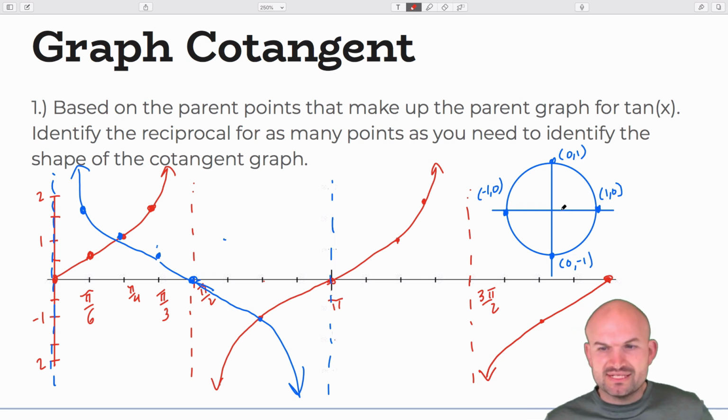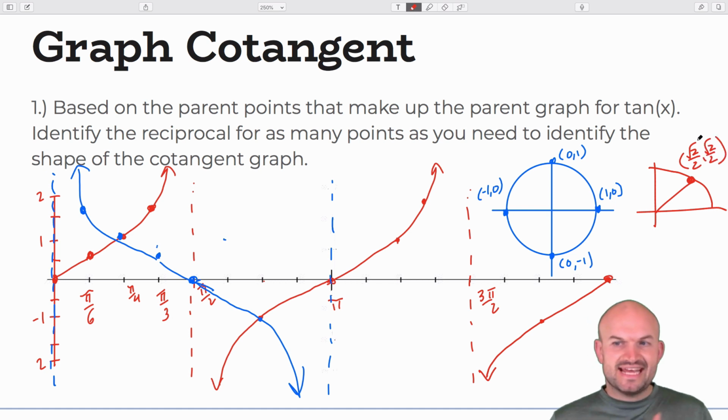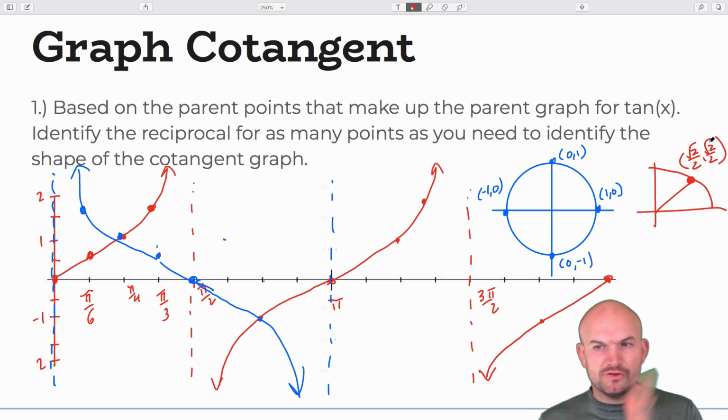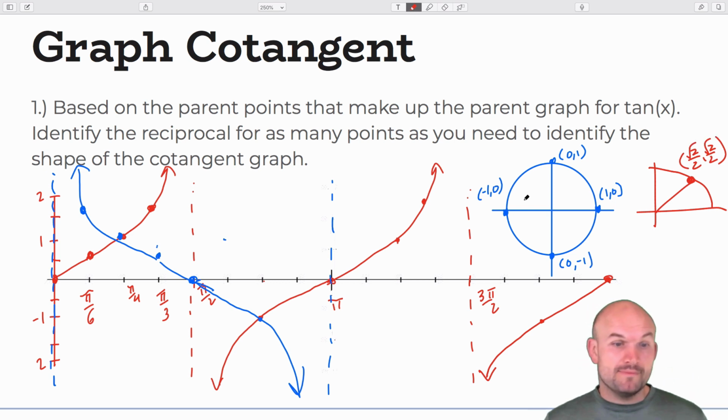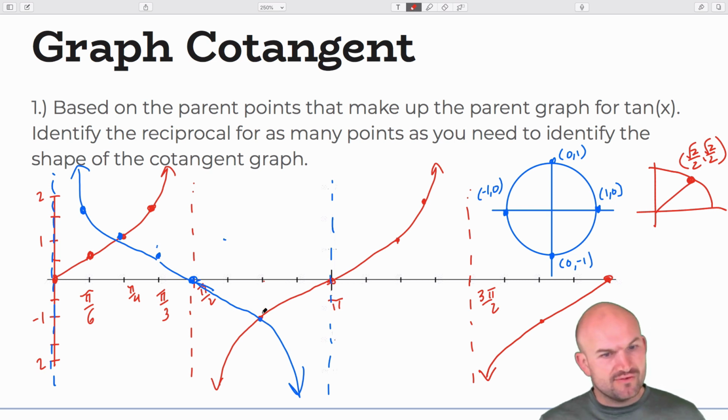Well, one important point that stems from this is pi over 4, because at pi over 4, tangent and cotangent are exactly the same. It doesn't matter if you do y over x or x over y. They're both 1. So you can see how they share the point pi over 4, 1, and how they share the point 3 pi over 4, negative 1, right?